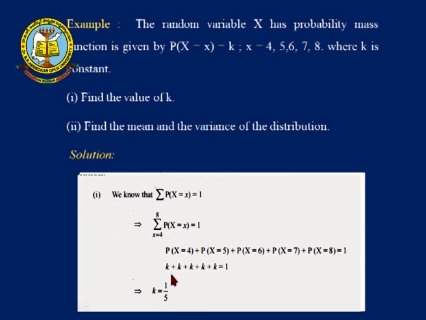Therefore, x is equal to 4 is k, if it is 5 it is k, if it is 6 it is also k, if it is 7 it is also k. Adding all the k's, k plus k plus k plus k plus k. How many k's here? 5k. 5k is equal to 1. The first question is: find the value of k. Therefore, the value of k is equal to 1 by 5.